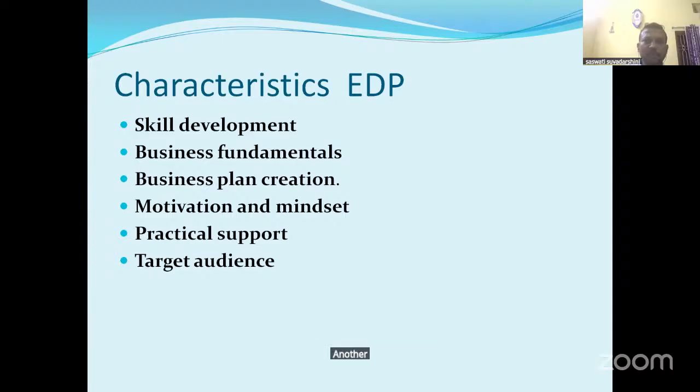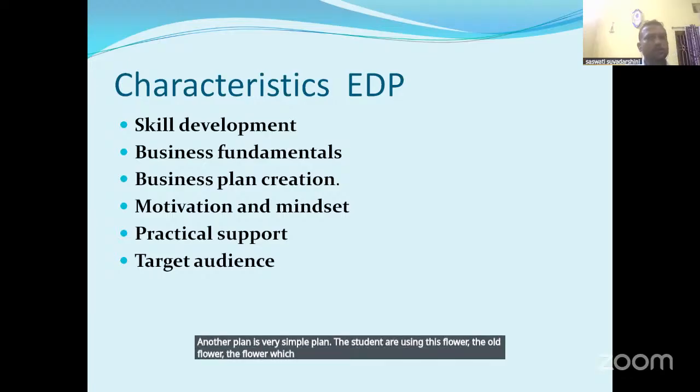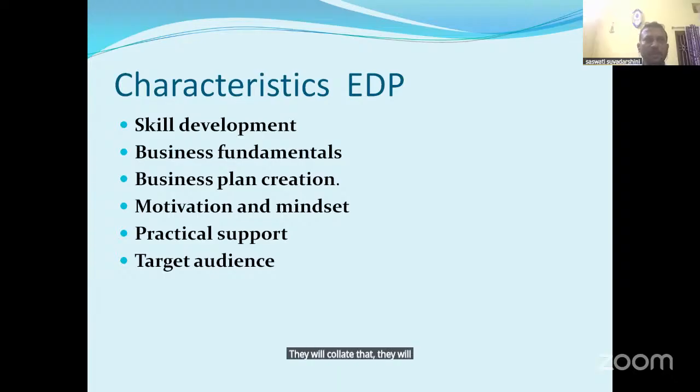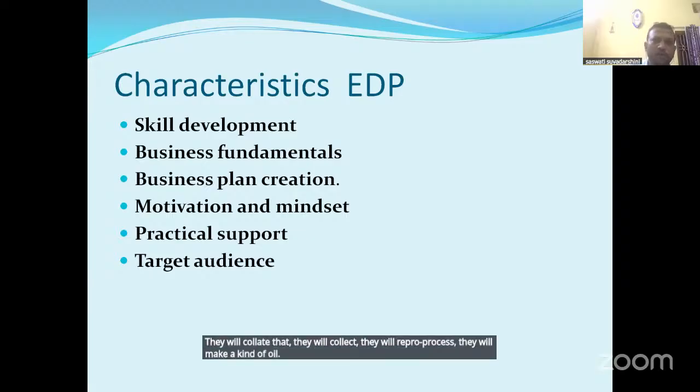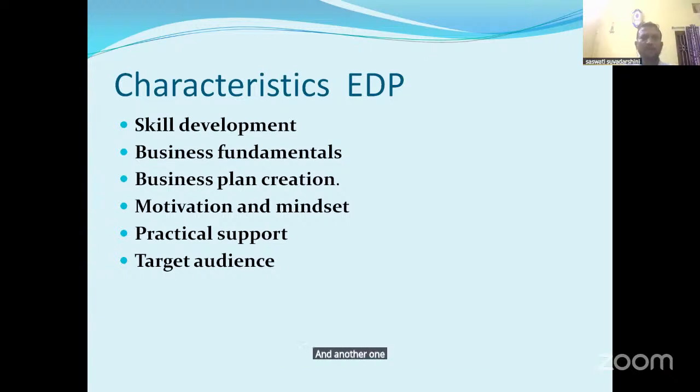Another plan is also very simple. The students use old flowers, flowers already used in temples and the like. They collect them and reprocess them to make a kind of oil for puja purposes, and they also prepare different kinds of sticks, dhupa sticks. They got a very small amount of sponsorship from OHub. So this is a kind of business plan creation.